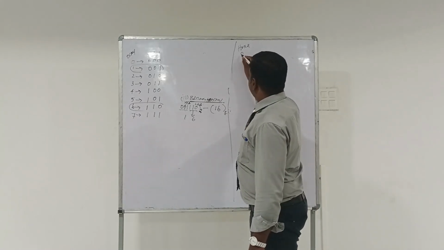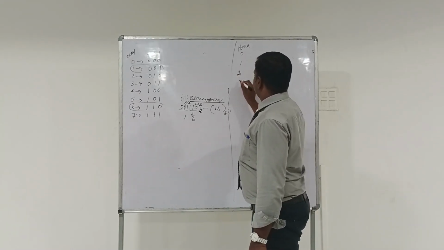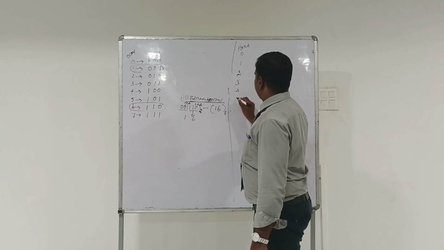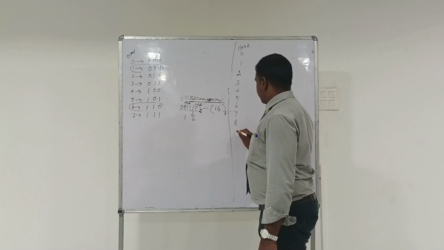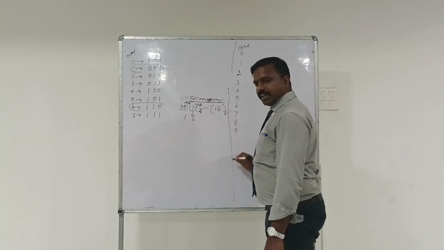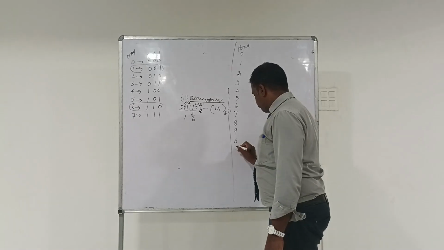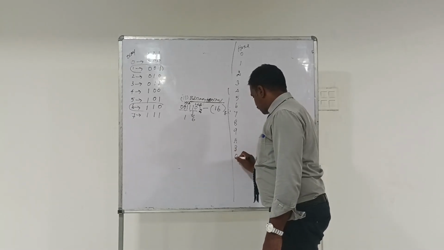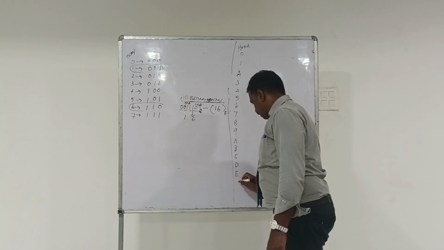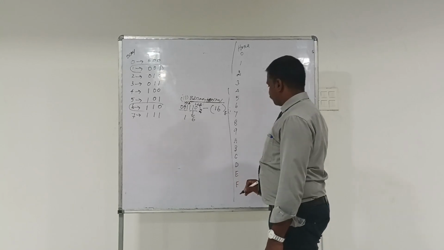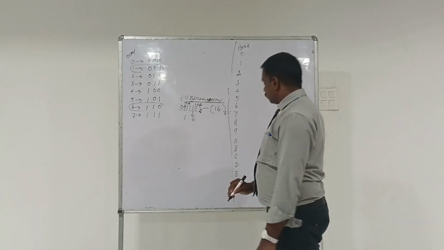One is 0, another one is 1, 2, 3, 4, 5, 6, 7, 8, 9, and 10 will not come here. Then A, B, C, D, E, F. Okay. These are 0 to F.